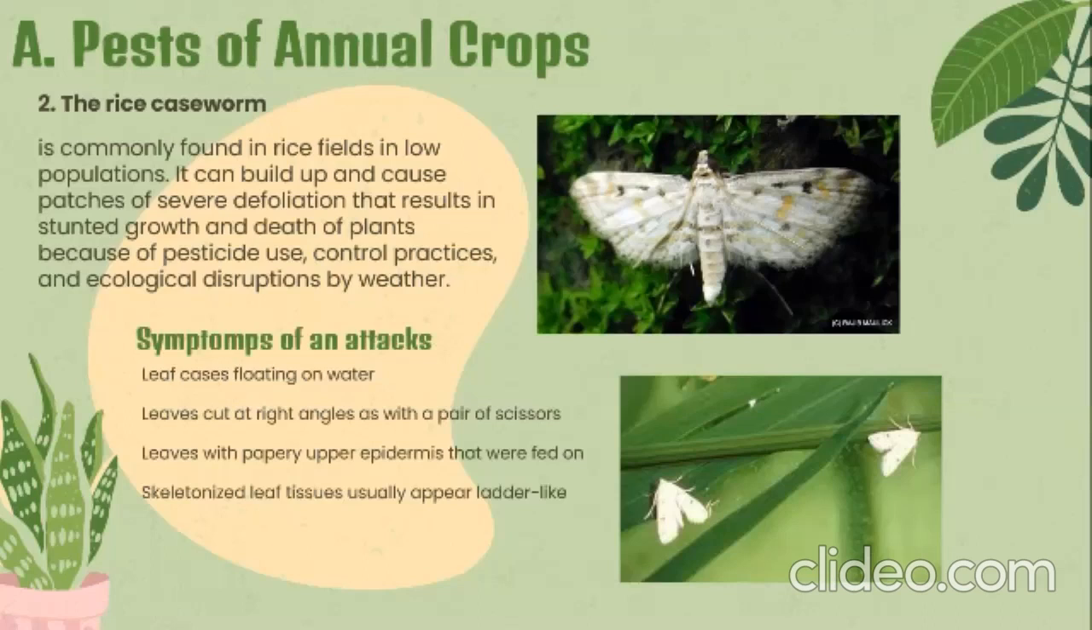The symptoms of the attacks are leaf cases floating on water, leaves cut at right angles as if by a pair of scissors, leaves with papery upper epidermis that were fed on, and skeletonized leaf tissues that usually appear lace-like.